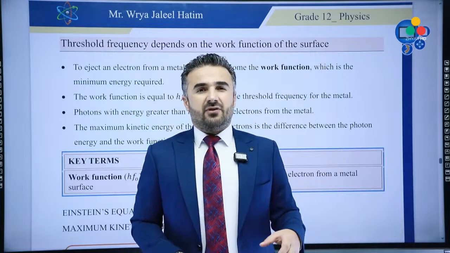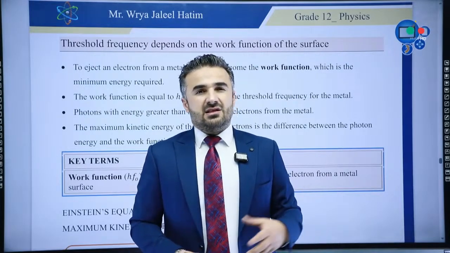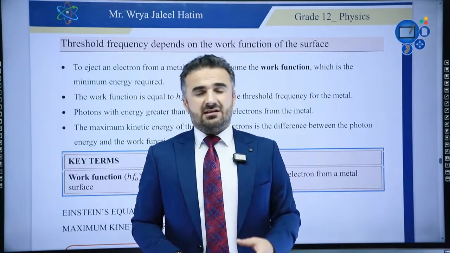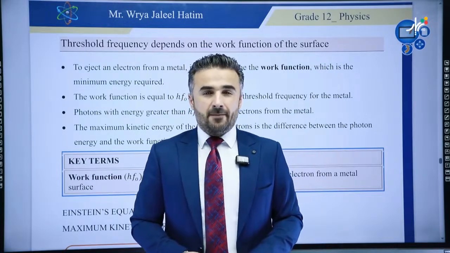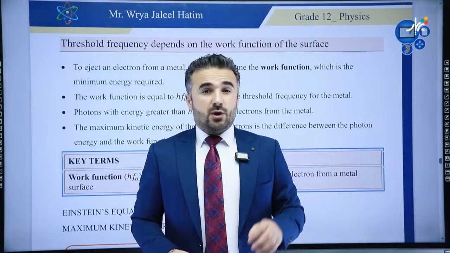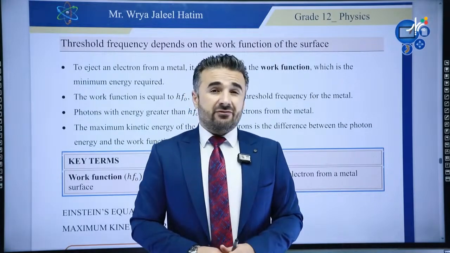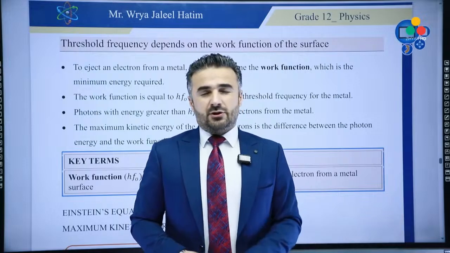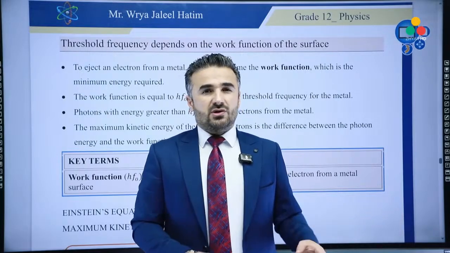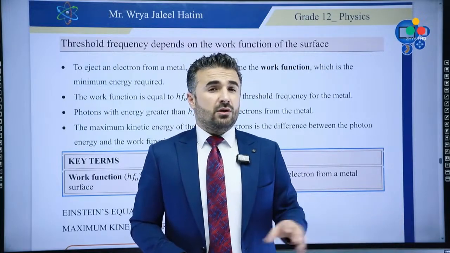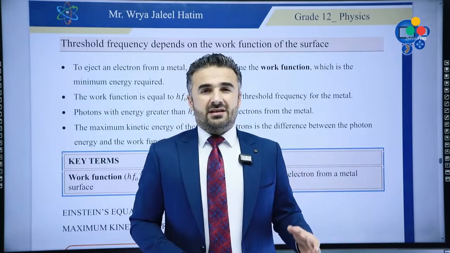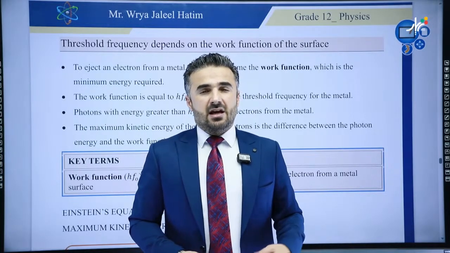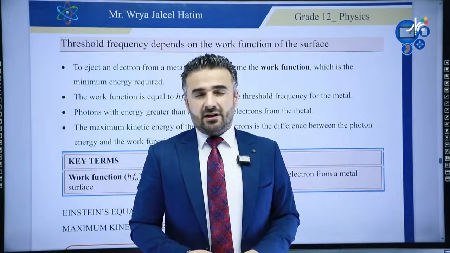So it does not depend on the intensity of the incident light. We also said that once electrons are being extracted, doubling the intensity will double the number of electrons extracted. And the kinetic energy of the particles does not depend on the intensity, but rather on the frequency of the incident light.